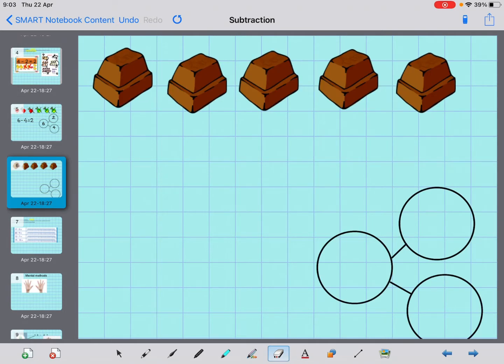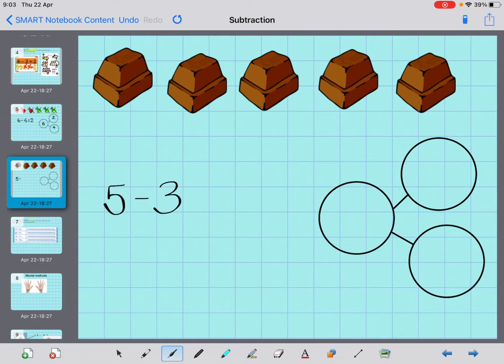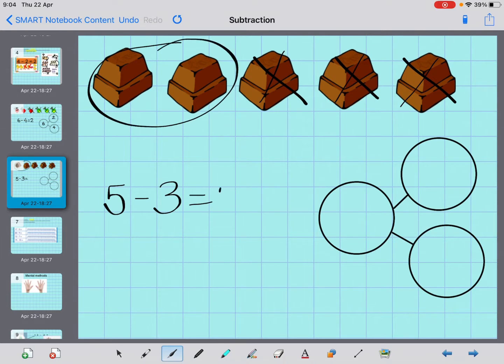I have 5 pieces of chocolate here, and I want to take away 3. So I cross out 3 and I'm left with 2. Again, I can show this in my part whole. 3 add 2 makes 5, but also when I subtract, 5 take away 3 equals 2.